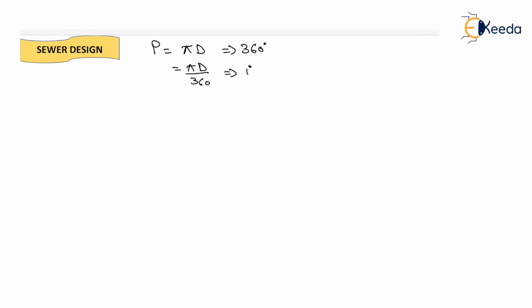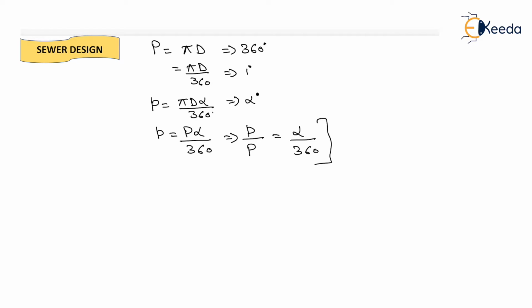So for this perimeter calculation, we write it as: for alpha degree, what will be the perimeter? It will be indicated by small p because it is the perimeter for the small depth of flow. So it will be equal to pi D alpha upon 360. Now pi D value will be the capital P value. So we will take it as capital P into alpha upon 360 degrees, and we can write it as small p by capital P, which will be equal to alpha upon 360. Now that will be known as nothing but the proportionate perimeter of the circular sewer.